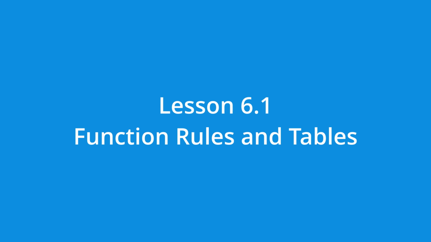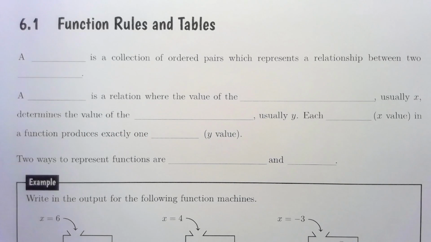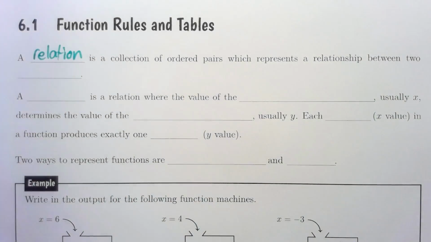Well, that situation I've just described is described more completely in math using something called a function. We use one thing to work out what another thing is. Firstly, we have a concept related to the function called a relation. So a relation is a collection of ordered pairs.